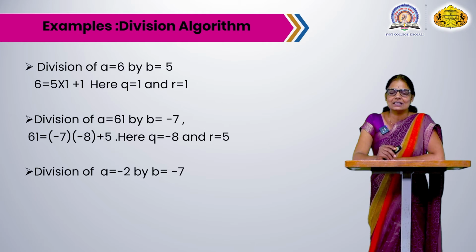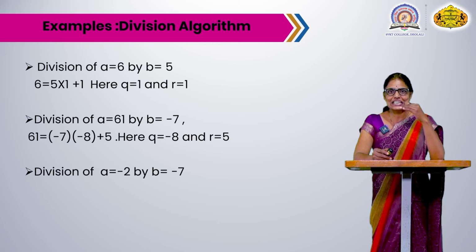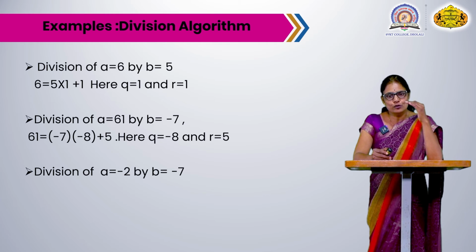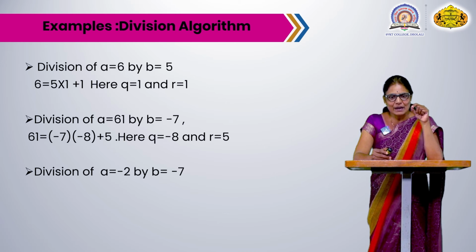Let us consider another simplest example. Take a equals to minus 2 and b is equals to minus 7. Observe all these three examples are different here. So when you study this again, compare all these three examples. So now try to express minus 2 in terms of minus 7.